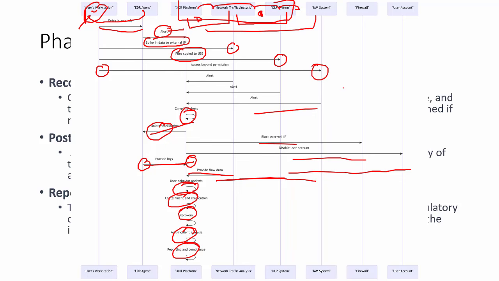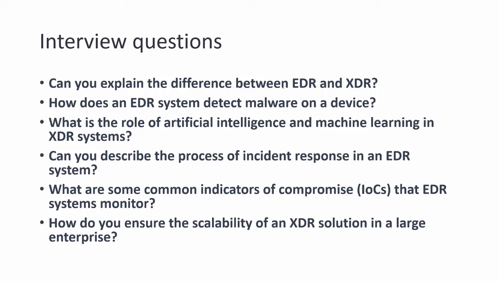Now there are a lot of questions asked based on this in jobs. Questions like, can you explain the difference between EDR and XDR? The interviewer is looking for an understanding of the scope and capability of each solution. Second is, how does an EDR system detect malware on a device? Based on a process. This question assesses knowledge of detection mechanisms like signature, heuristic, and behavior analysis, because they use these kinds of techniques to detect.